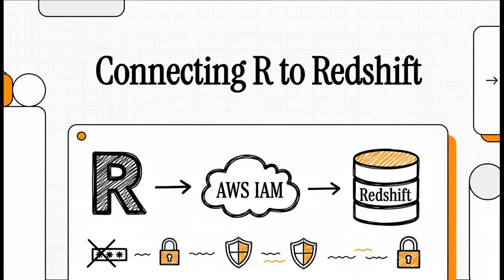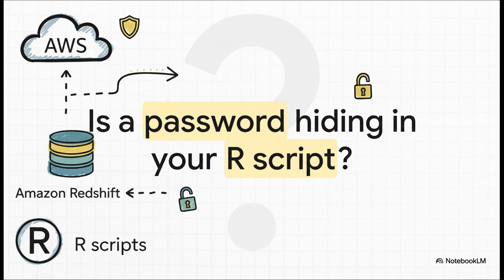So if you're using R and Amazon Redshift, you know that connecting to your database is pretty much a daily task. But how are you really doing it? Today, we're going to ditch that old, risky habit of sticking credentials right in your code. We're going to explore a much more modern, secure way using AWS IAM roles, and we'll do it all from inside Posit Workbench.